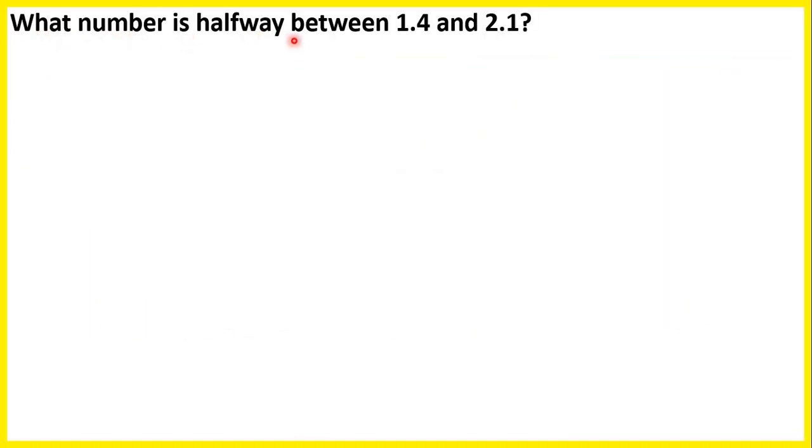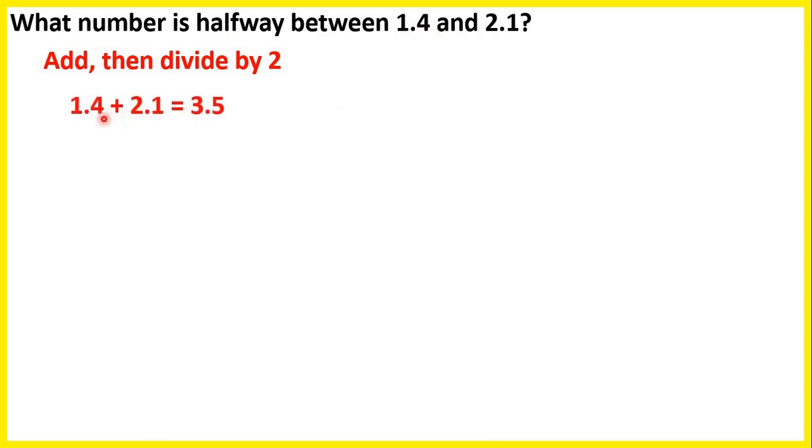What number is halfway between 1.4 and 2.1? So to find the number halfway between, or right in the middle of two numbers, what we can do is add them together and then divide by 2. So this works for decimals, it works for whole numbers, it works for fractions, any two numbers. To find the number right in the middle or halfway between, we add the numbers together and then divide that total by 2. So 1.4 plus 2.1 is 3.5, and then we can work out 3.5 divided by 2.